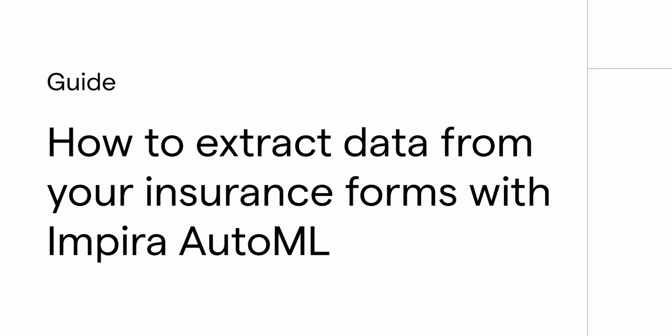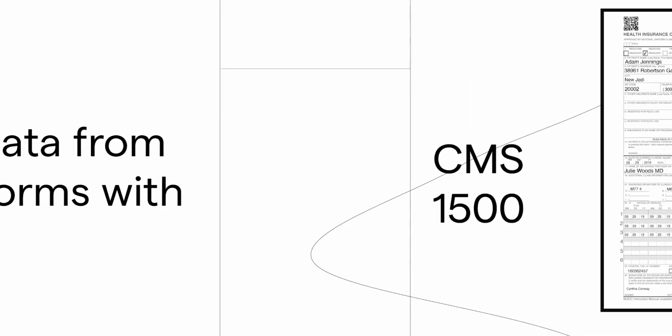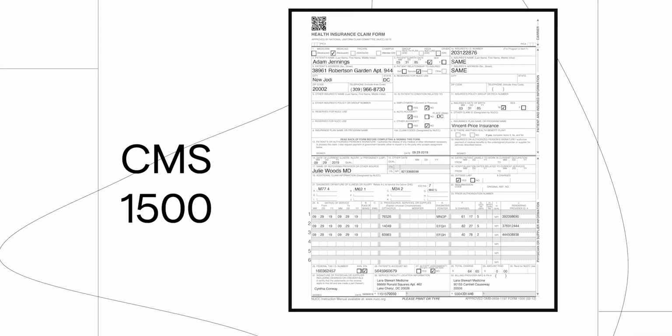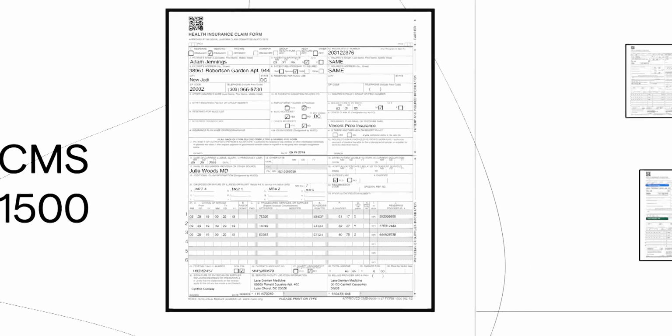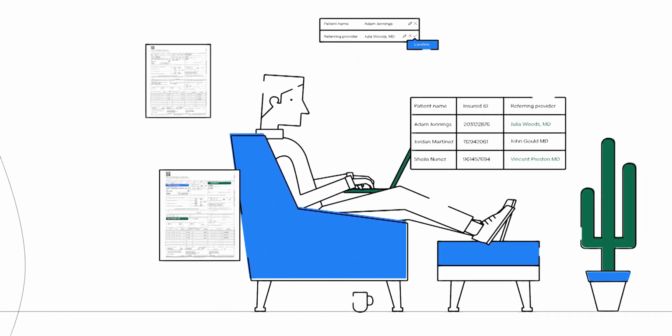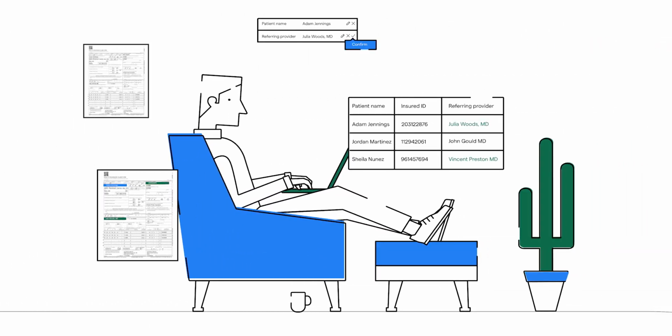For many insurance companies, processing insurance claims is a very manual process. And the most common insurance claim form is the CMS 1500, like this one. Going through hundreds of these documents, maybe even thousands, and retyping them into your claims processing software is a very painstaking process. So Impira AutoML technology allows anyone to train a machine learning model to read these documents for you.